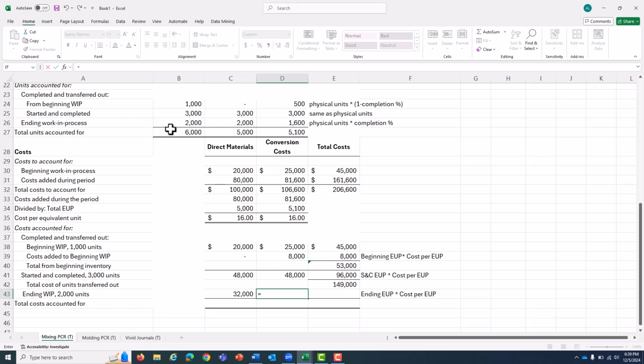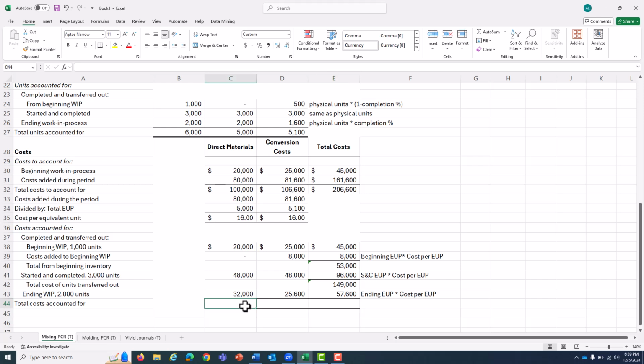Because we didn't have all of our units in ending WIP done for conversion costs, our equivalent units was only 1,600, less than the 2,000 physical units that were there. And each equivalent unit costs 16 bucks, so 1,600 times 16 is $25,600. And we add those two numbers together, and we're going to come up with $57,600.